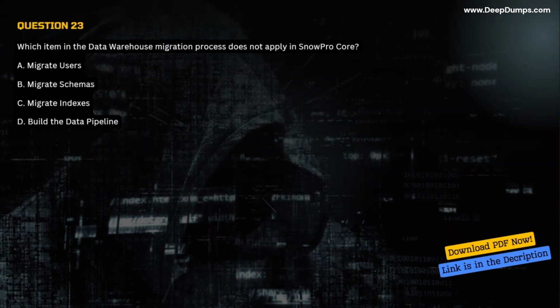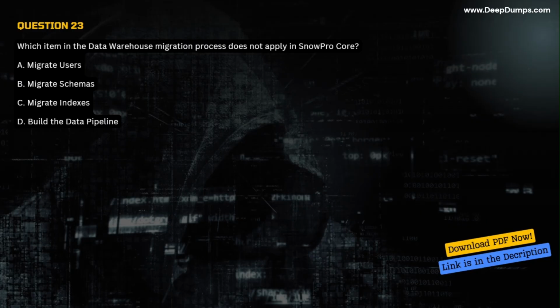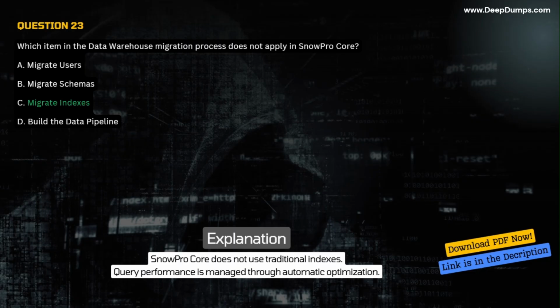Question 23. Which item in the data warehouse migration process does not apply in Snowflake? A. Migrate users. B. Migrate schemas. C. Migrate indexes. D. Build the data pipeline. Correct answer, C. Migrate indexes. Explanation: Snowflake does not use traditional indexes. Query performance is managed through automatic optimization.